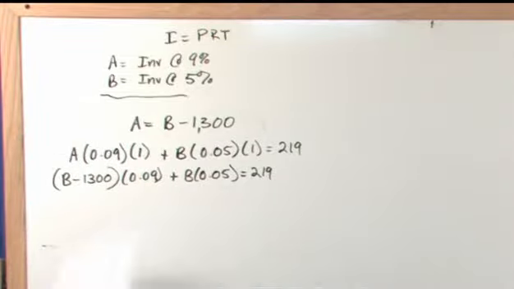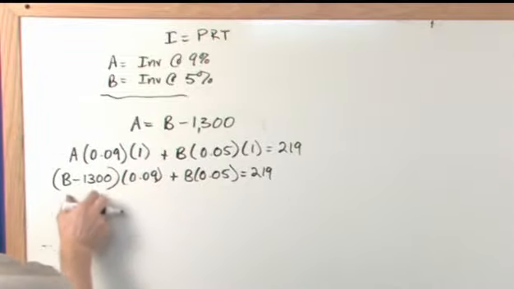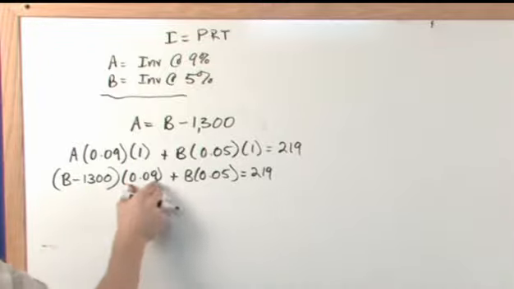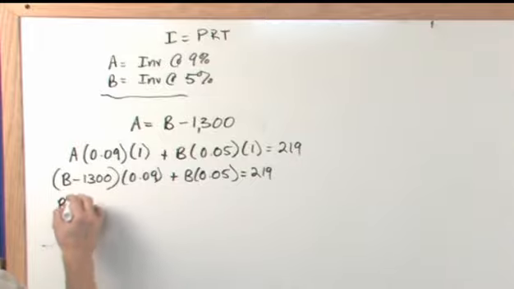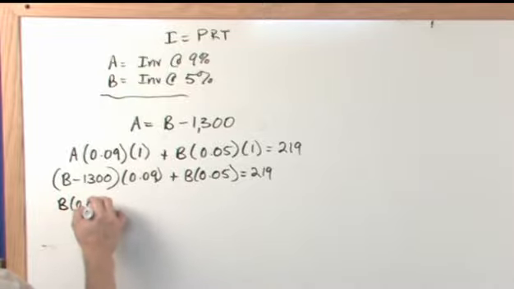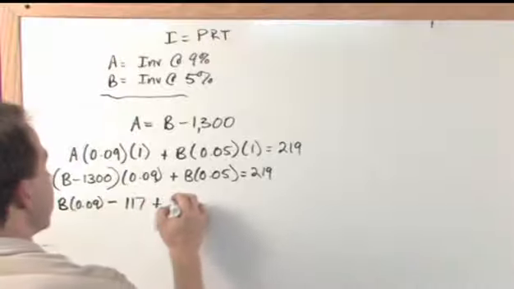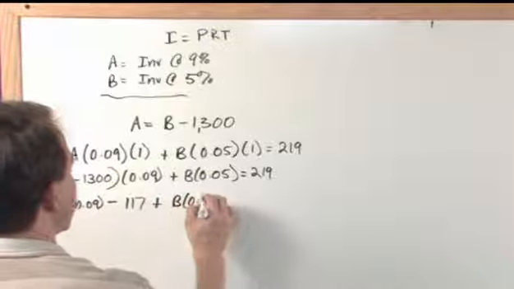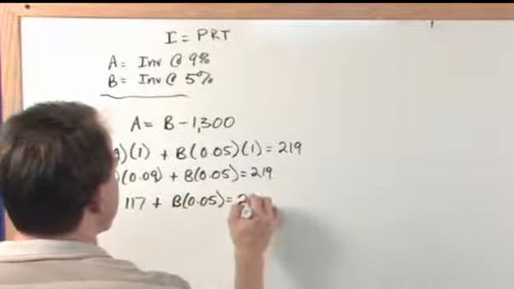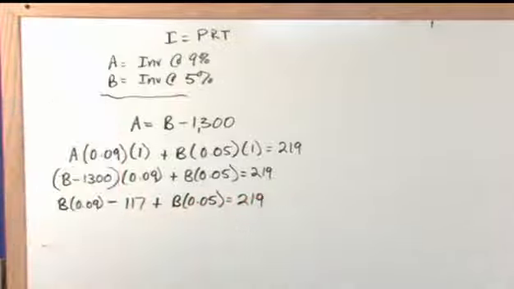So now I have an equation in B and I can solve that. So let's distribute this 0.09 in. 0.09 times B is just simply B times 0.09. You can't really do much with it. Minus 1300 times 0.09 is going to be 117. Okay, 1300 times 0.09 is 117, plus B times 0.05 is equal to 219.